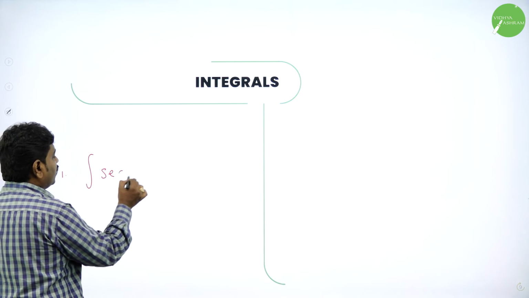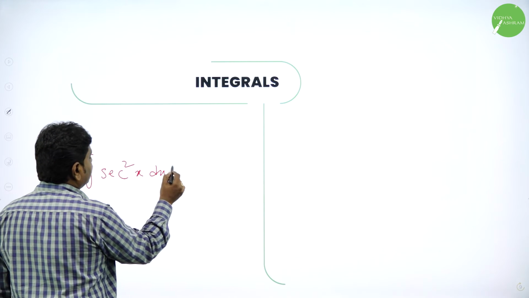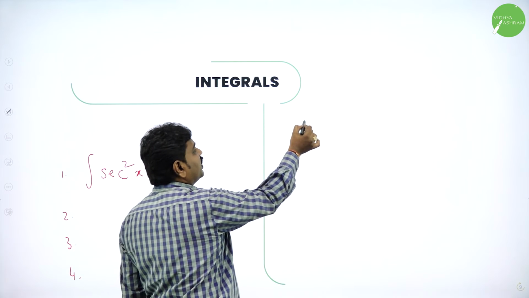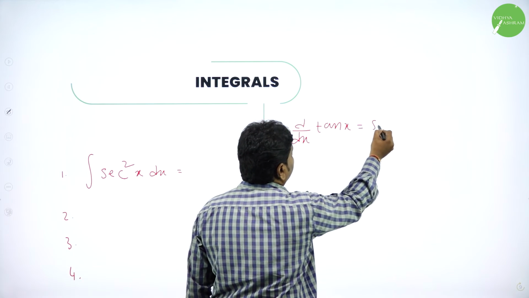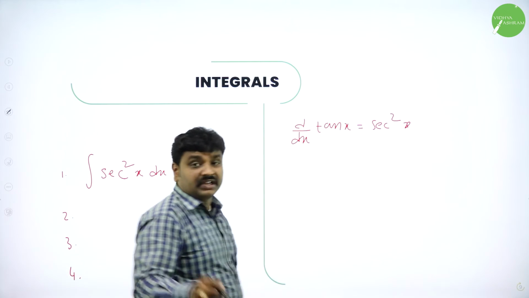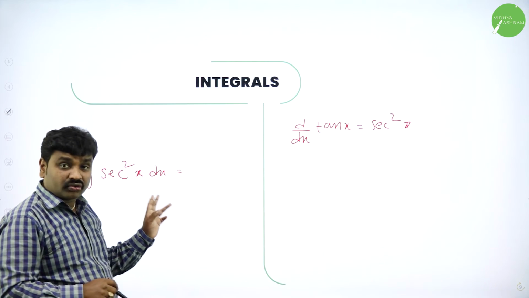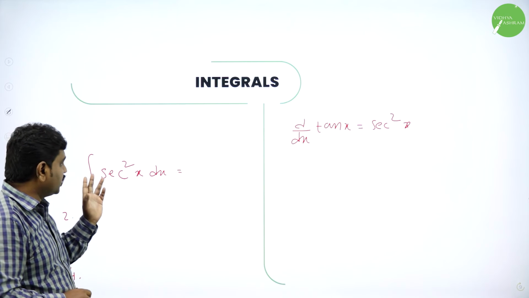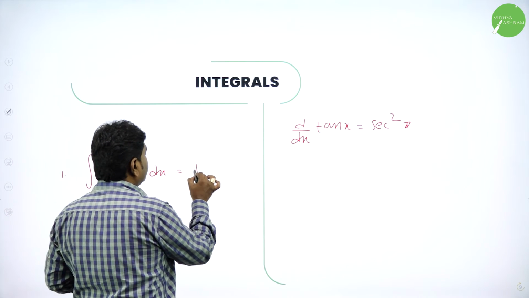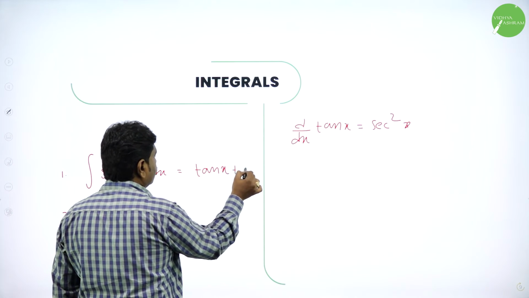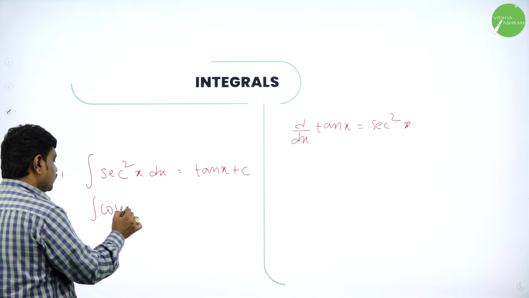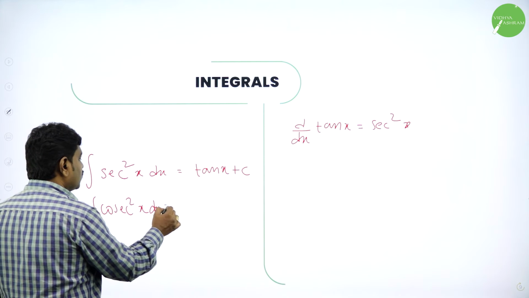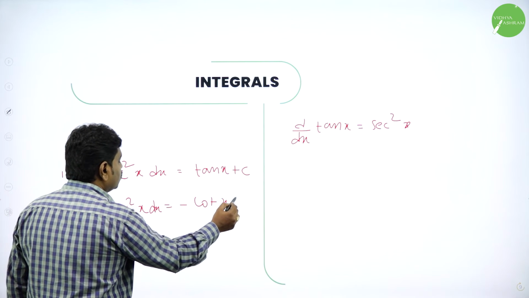Integration of secant square x. All of you know d by dx of tan x. What is d by dx of tan x? In differential calculus you learn derivative of tan x is secant square x. That is the reason integration of secant square x is one of the important formulas. Integration of secant square x is tan x plus c. Integration of cosecant square x is minus cot x.